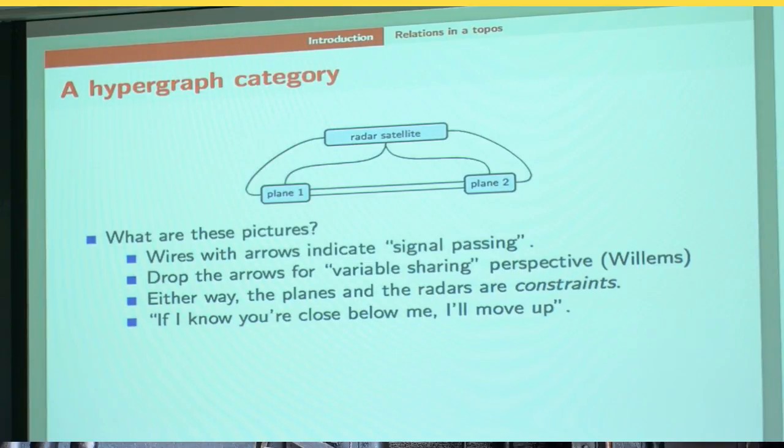And the way you should think of each of these things, plane 1, plane 2, and plane 3, are constraints on the types of behaviors that can occur on their wires. So an airplane, a well-working airplane, say, is a constraint that says, if I receive these signals, I promise to act this way.